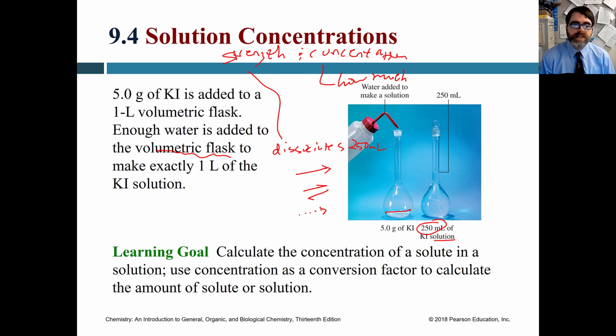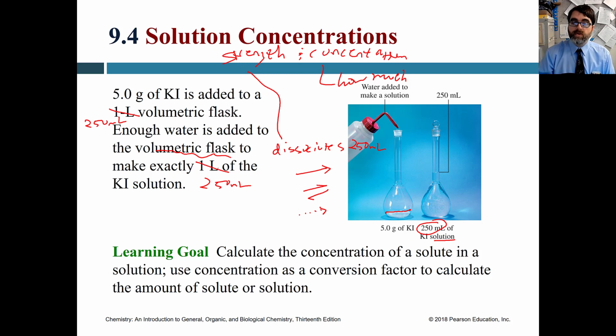Now, it doesn't have to be exactly 1 liter. In fact, they're showing here a 250 milliliter volumetric flask. And so you can have other sizes of volumetric flasks, but they have a single mark on them. They're not like a beaker or graduated cylinder where you can measure a whole bunch of different things. They have a single mark on them for measuring the total volume.